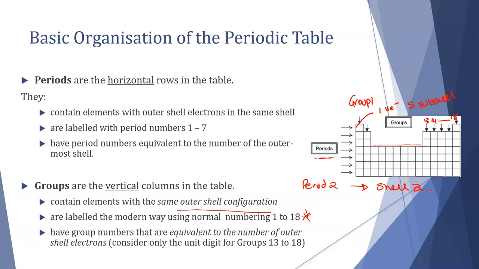In this case, the numbers that are equivalent to the number of outer shell electrons form the unit digit of these groups. So for groups 13 to 18, 13 has 3 valence electrons, 14 has 4 valence electrons, and so forth.